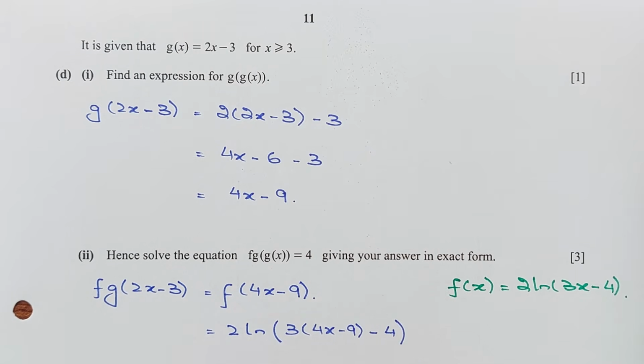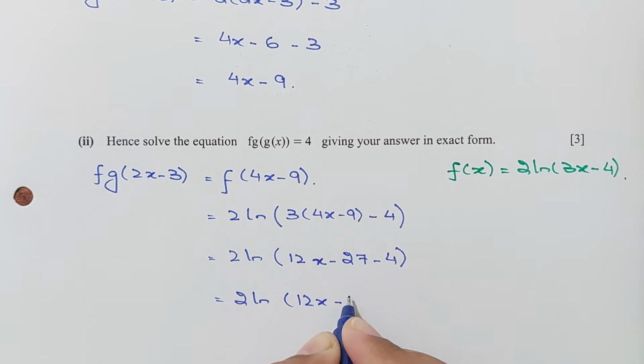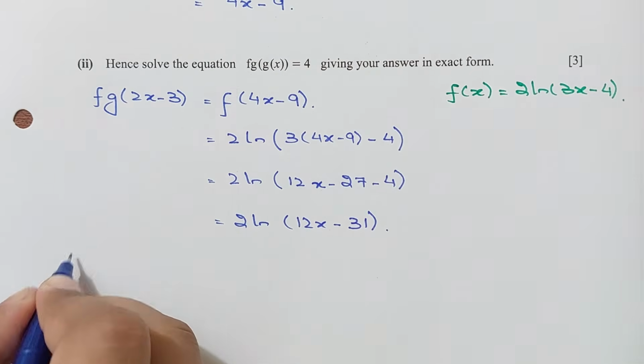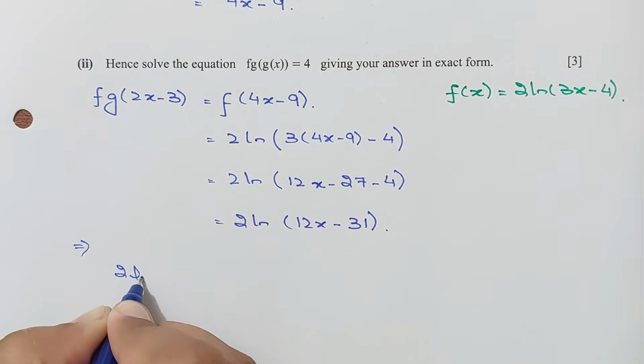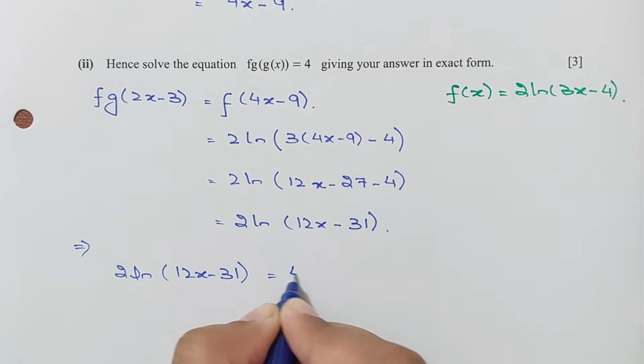So 2 ln of 3 times 4 is 12, so 12x, 3 times 9 is 27, minus 4. Okay. Now we have 2 ln of 12x minus 27 minus 4, which is minus 31. Right. Now this is the equation. Now put it equal to 4 and we have to simplify. Right. So 2 ln of 12x minus 31 equals 4.